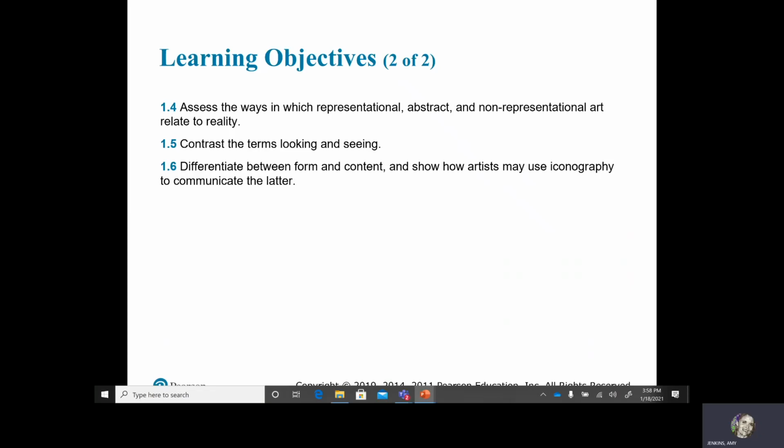1.5, contrast the terms looking and seeing. 1.6, differentiate between form and content and show how artists may use iconography to communicate the latter.